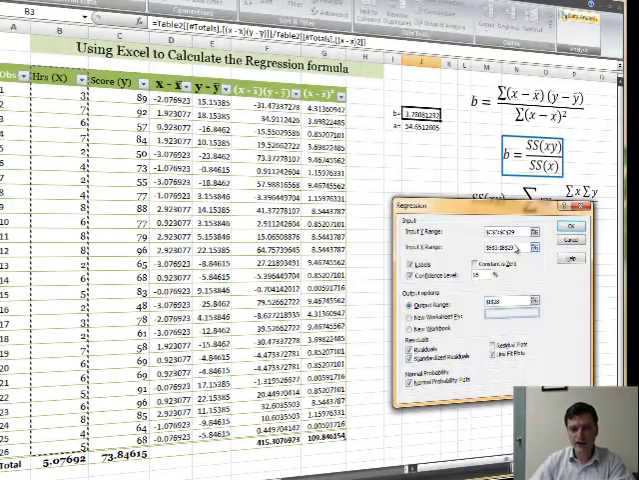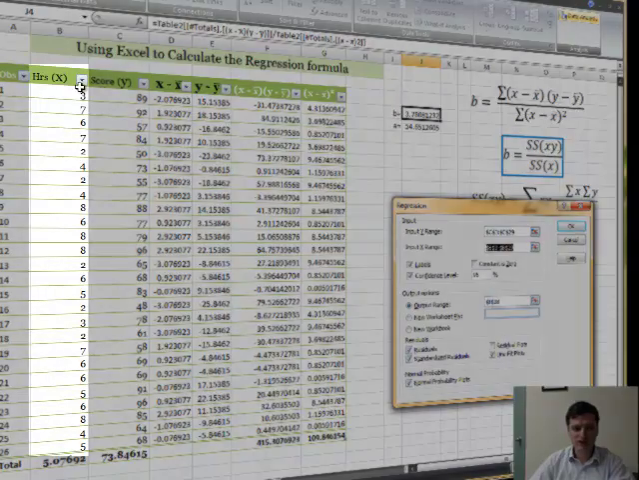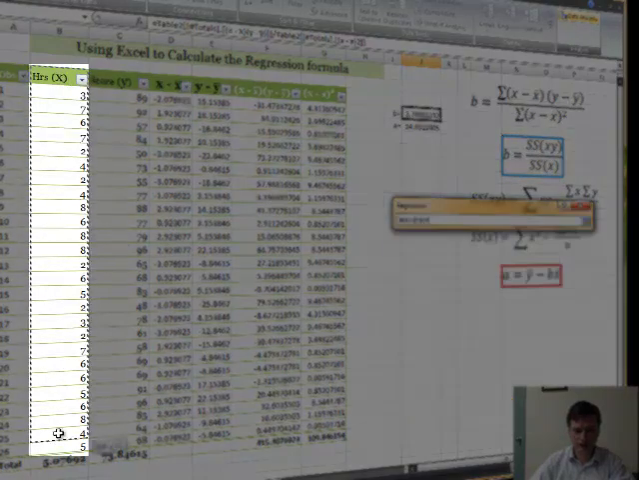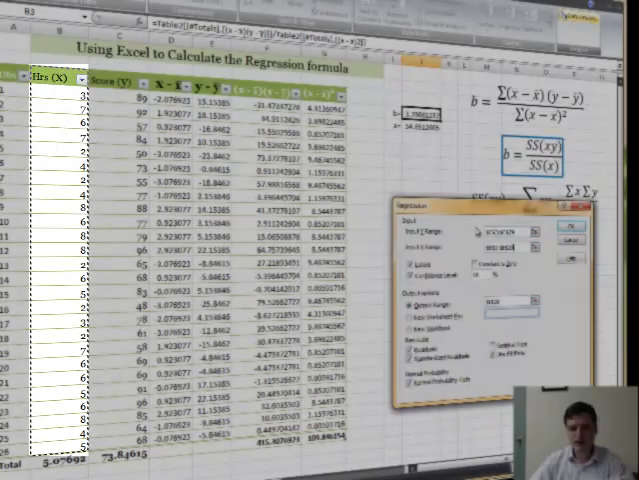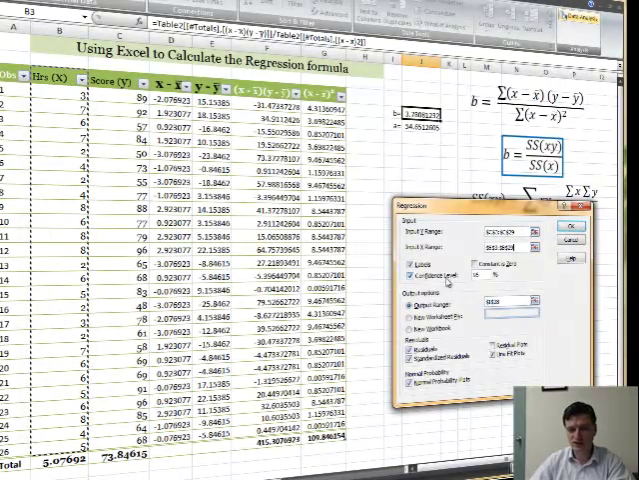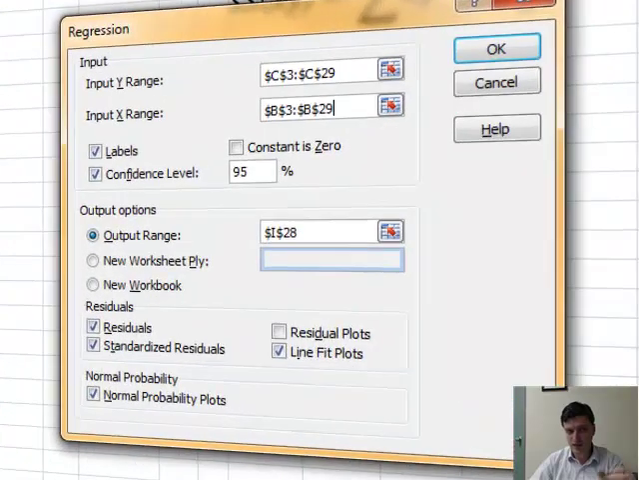In the input x range is the independent variable, is the x right here. I will include the header as well, right? So now I selected the y and x range. I want the labels, and that's why I included the header, because the labels will be there, you know, to tell us what these independent and dependent variables are. The confidence level is 95%. That corresponds to 0.05 significance level or reference probability.